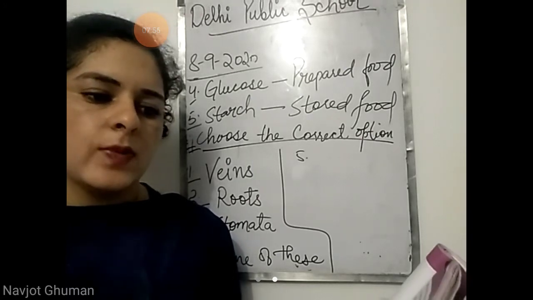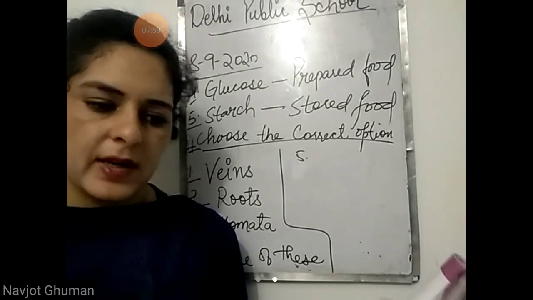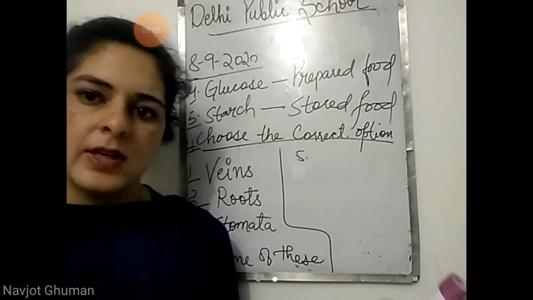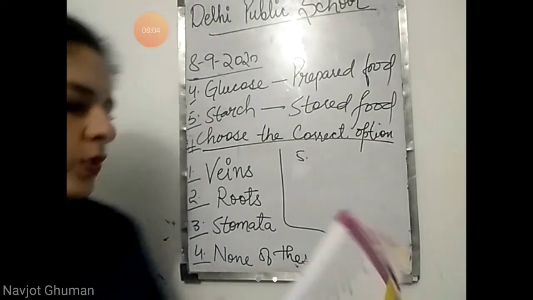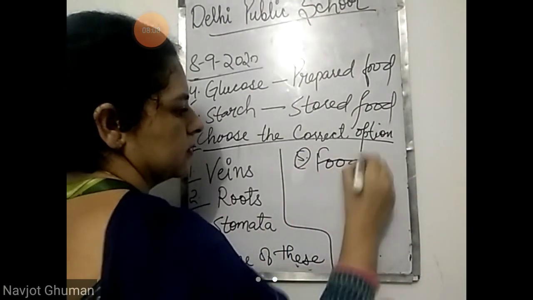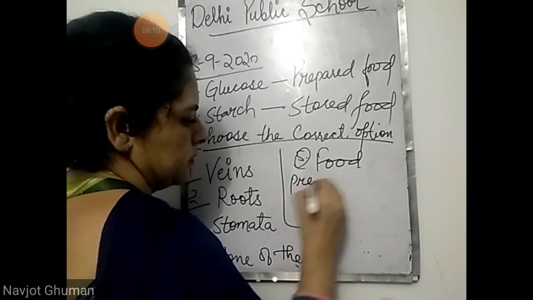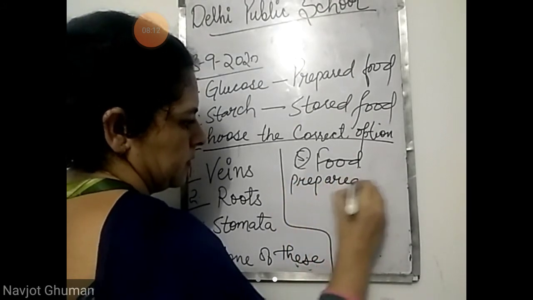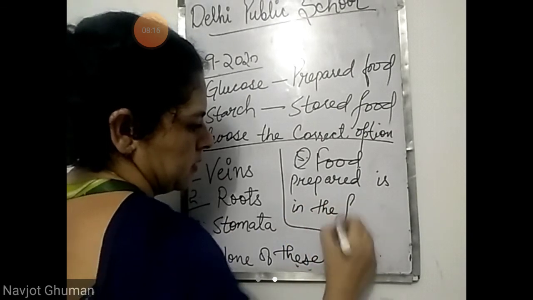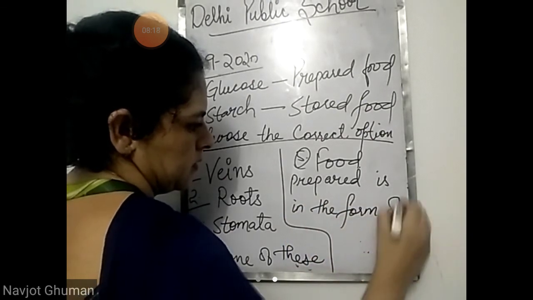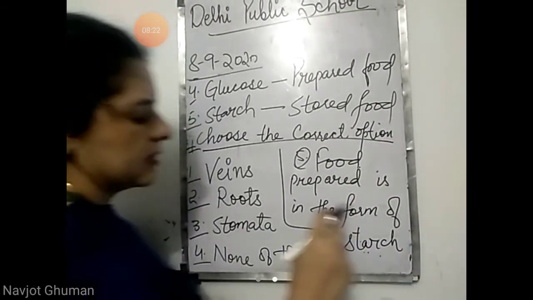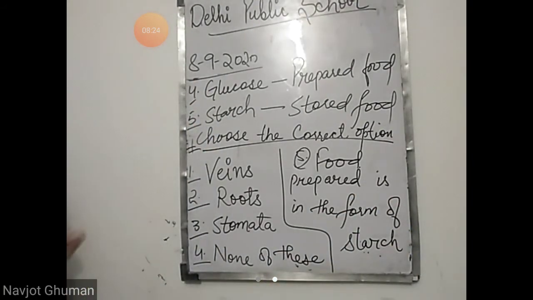Carbon dioxide, water and light are raw materials, correct. Chlorophyll is needed to absorb light, that is also correct. So answer is B. Food prepared is in the form of starch. Because the food prepared is present in the form of glucose, not the starch.